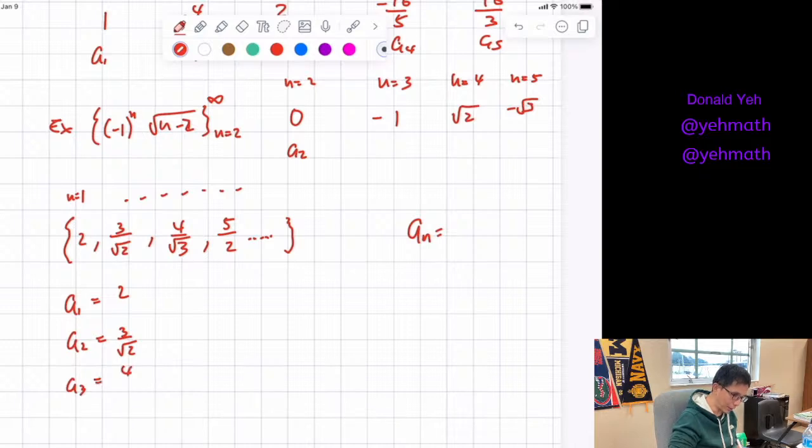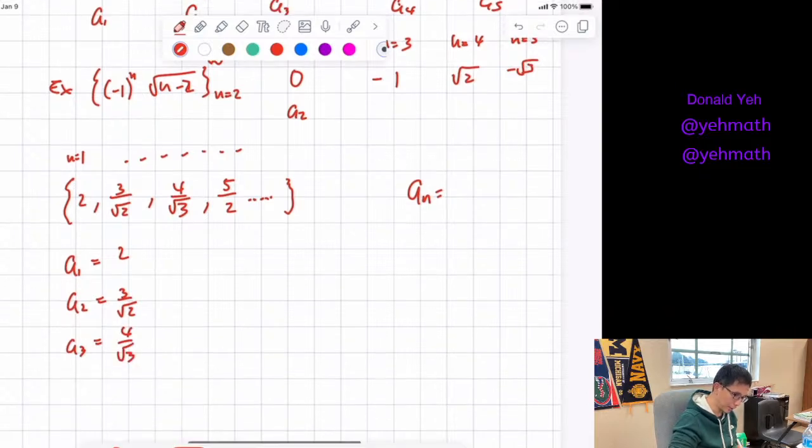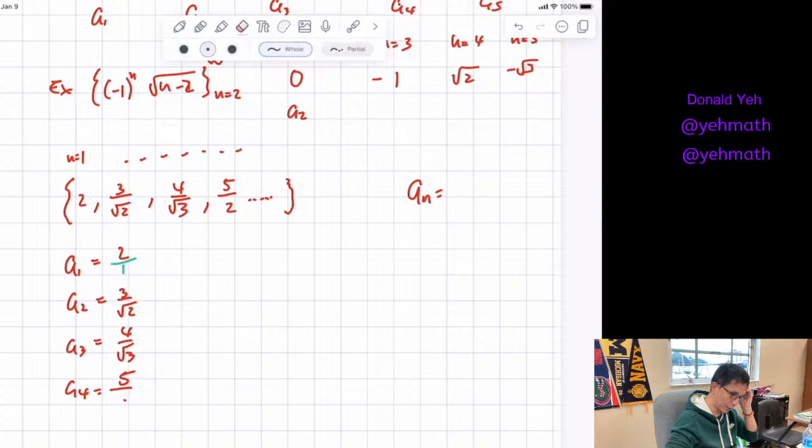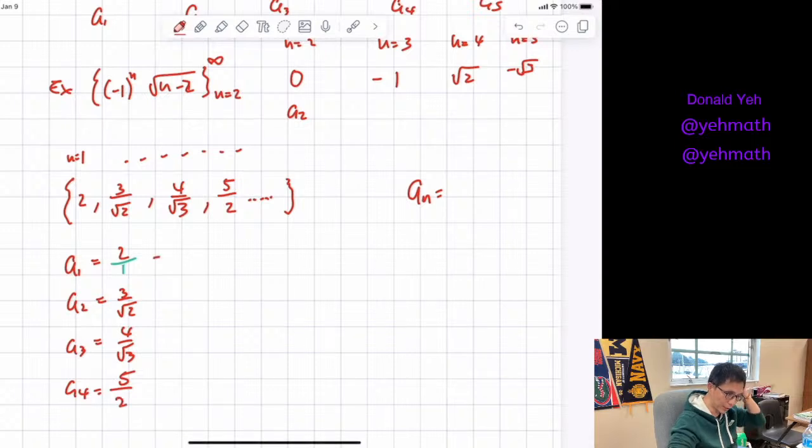I'll write it vertically so it helps me think. Sometimes this doesn't come intuitively for other people, but since they're all fractions, more likely this is a fraction. Obviously this is going to be 2 over 1, 3 over square root 2, 4 over root 3.